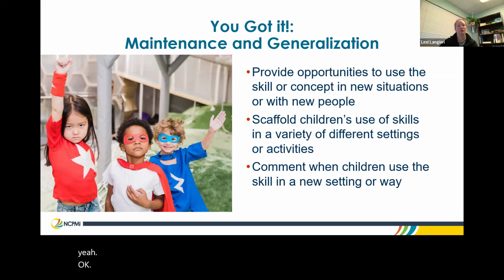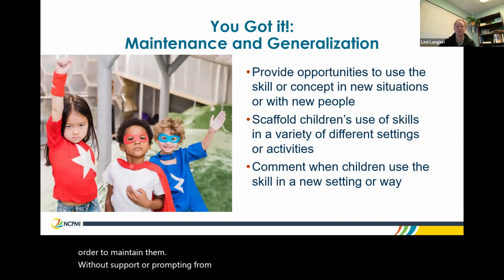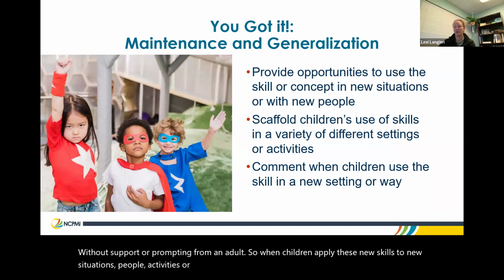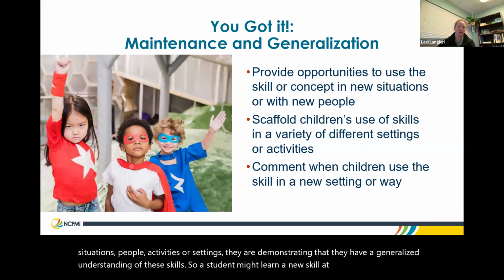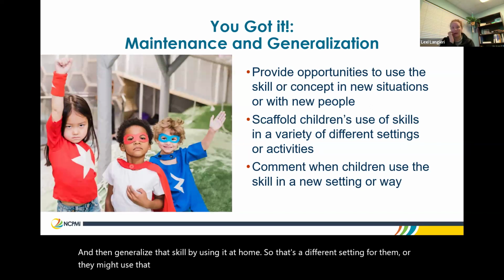So once children are fluent with their new skills, they need to be able to use those skills in order to maintain them without support or prompting from an adult. So when children apply these new skills to new situations, people, activities, or settings, they are demonstrating that they have a generalized understanding of these skills. So a student might learn a new skill at the child center, and then generalize that skill by using it at home. So that's a different setting for them. Or they might use that skill with a grandparent, and they're generalizing that skill with different people.